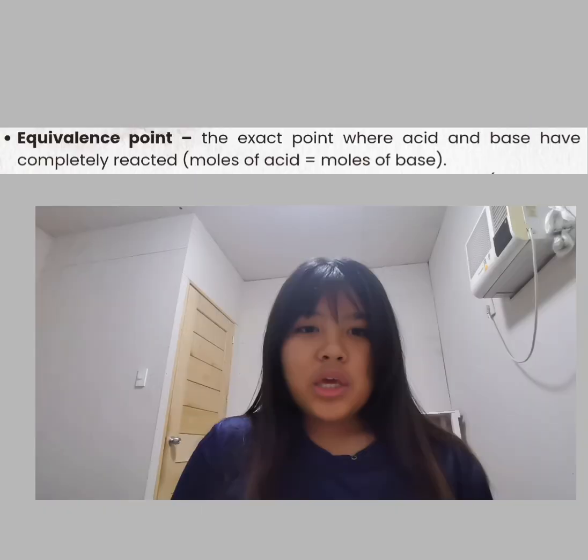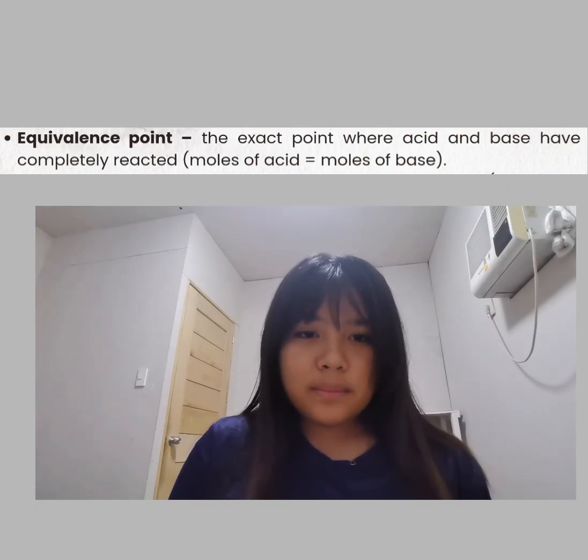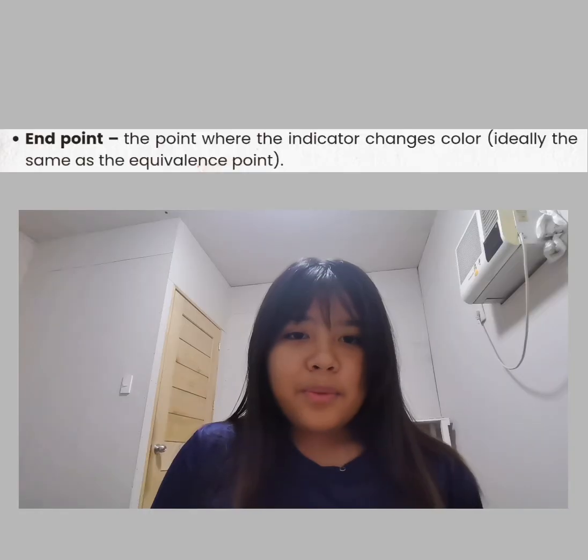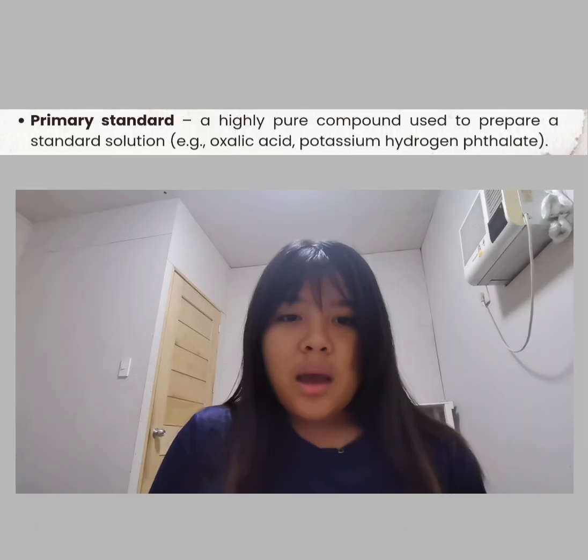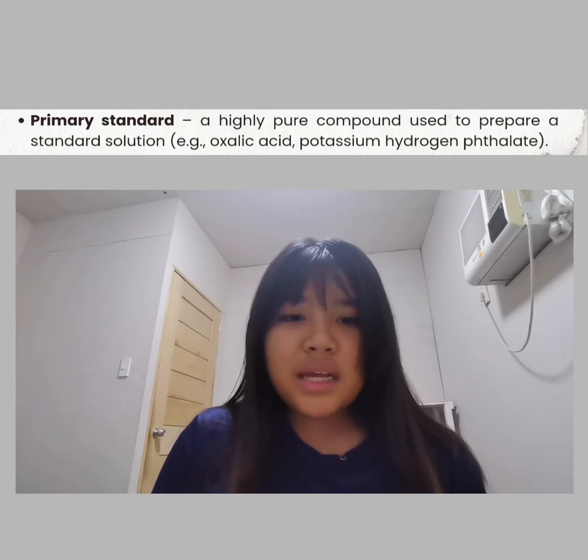Equivalence point. The equivalence point is the exact point where acid and base have completely reacted. Endpoint. Endpoint is the point where the indicator changes color. Standard solution. A standard solution is a solution with a known concentration used for titration. Primary standard. A primary standard is a highly pure compound used to prepare a standard solution.